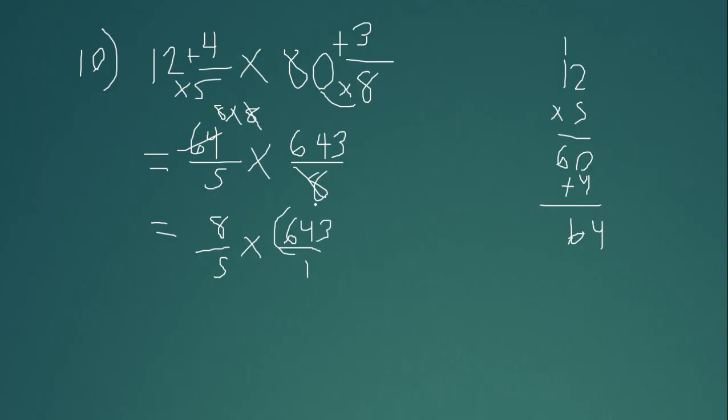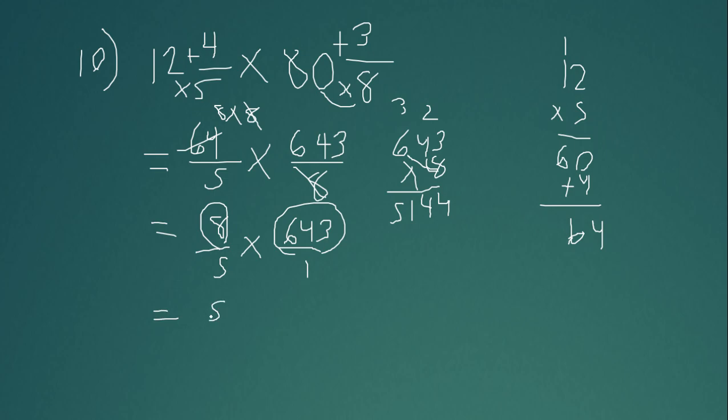Now, multiply natin yung numerator times numerator. 643 times 8. 8 times 6 is 24. 8 times 4 is 32. Plus 2 is 34. 8 times 6 is 48. Plus 1, 51. 5144. So 5144 divided by 5. Check natin, 24, 32 plus 2, 34, 48, 49, 50, 51.